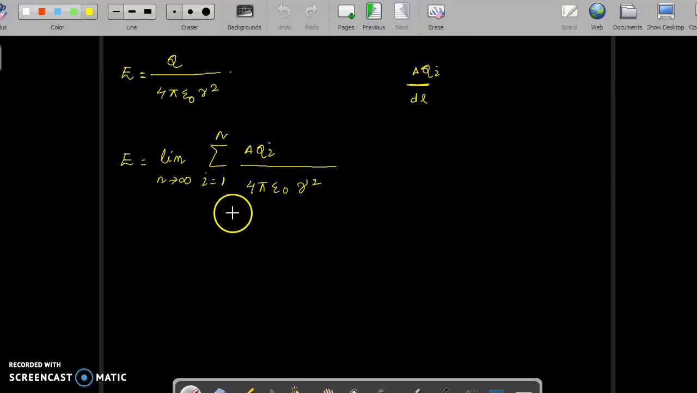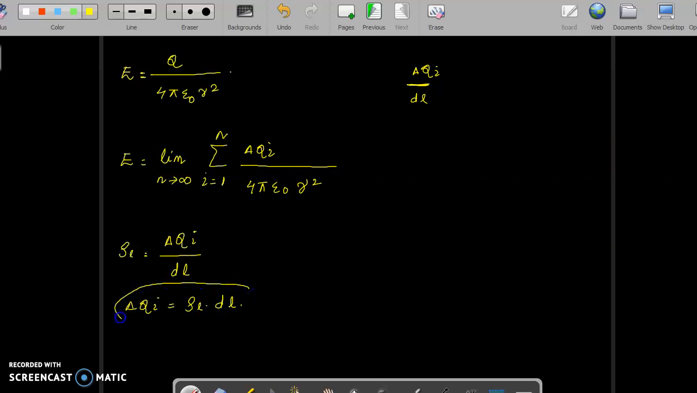And I can use the line charge distribution function to express the electric field intensity. So we know that the line charge density rho L equals the charge per length. The charge is delta qi, per the length dl. So delta qi becomes line charge density into dl. Now let us substitute delta qi here.